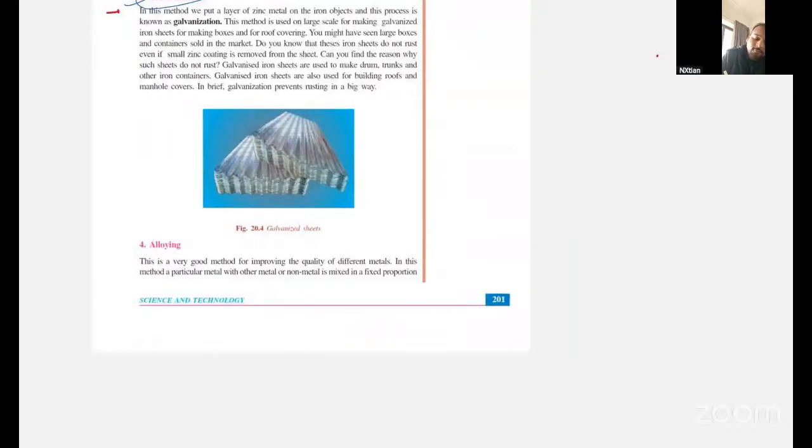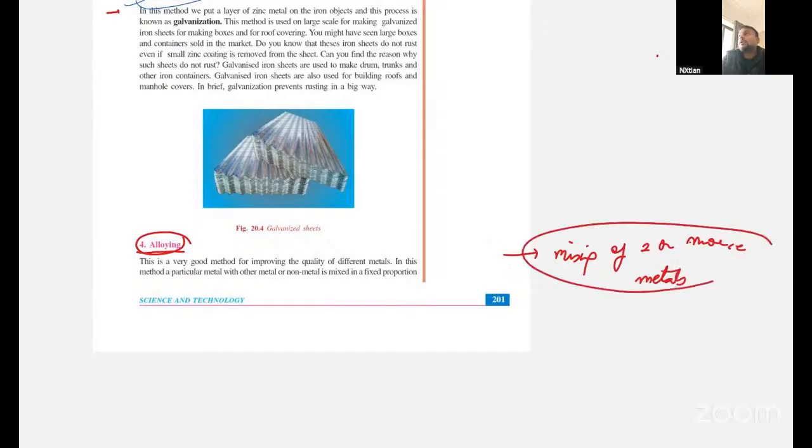Yeah, and the fourth one is alloying. Now, what is alloying? Alloying is basically mixing of two or more metals. Steel, for example, is made up of iron, cobalt, and nickel. They mix together to form another thing that has strength and will also not rust. So all the properties are there. That is what alloying is.